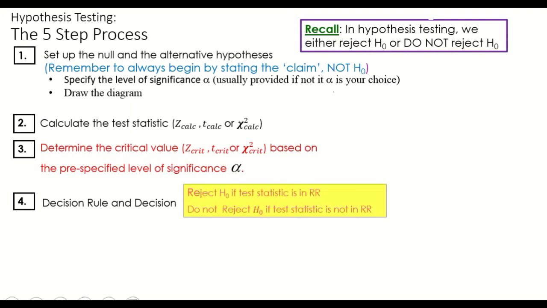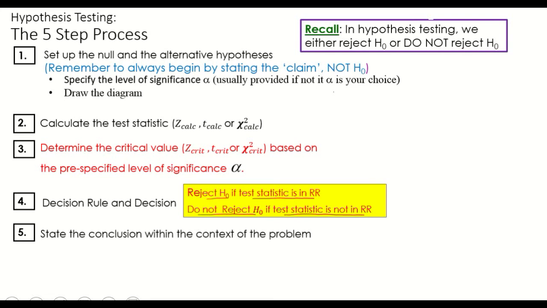Then in the fourth step, you decide whether you have to reject H0 or you cannot reject H0. Reject H0 if the test statistic is in the rejection region, and do not reject H0 if the test statistic is not in the rejection region. Then you have to state the conclusion in 3 complete sentences with the context of the problem.